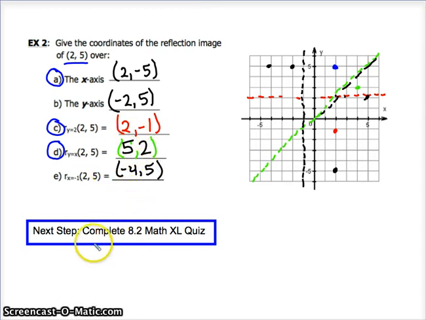All right, your next step is to complete the 8.2 Math Excel quiz. That's all for now.